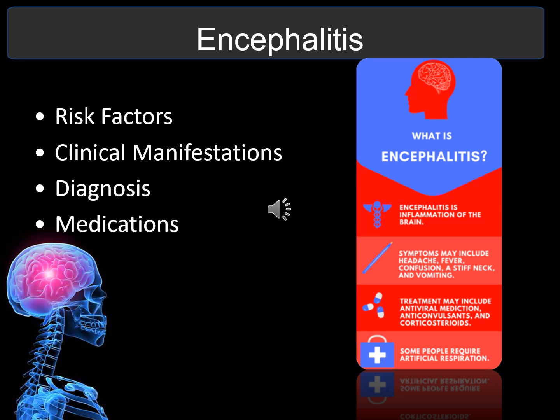So encephalitis is that inflammation of the cerebral cortex and white matter. It involves both the brain and spinal cord. When it does, it is called encephalomyelitis. Risk factors: encephalitis is primarily caused by viruses such as herpes simplex 1 and 2, and arboviruses such as rabies, Lyme disease, West Nile virus, all that stuff.